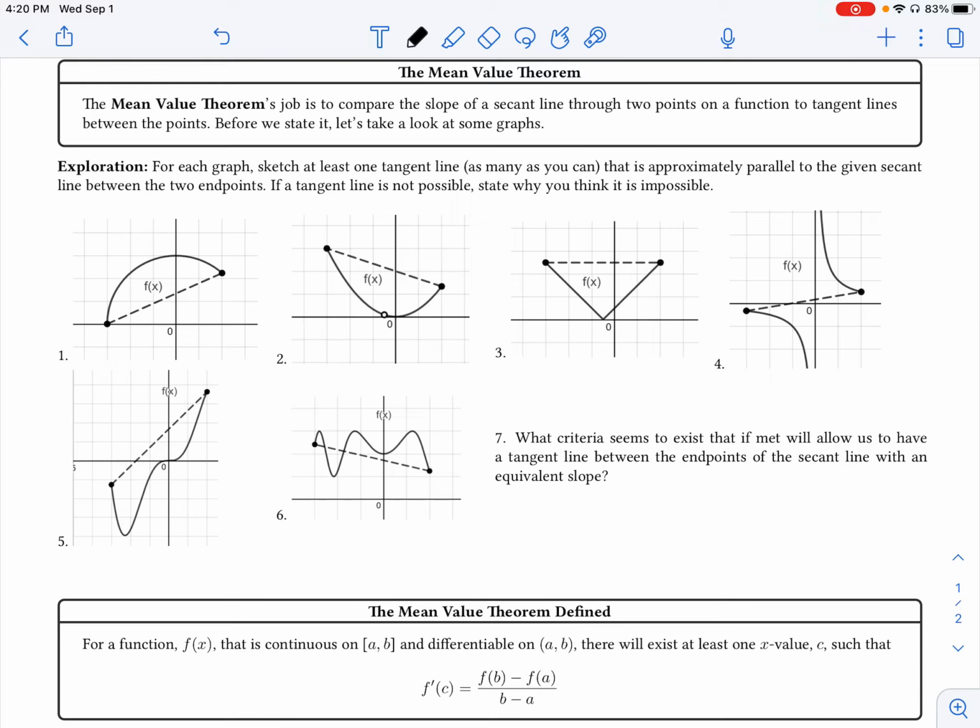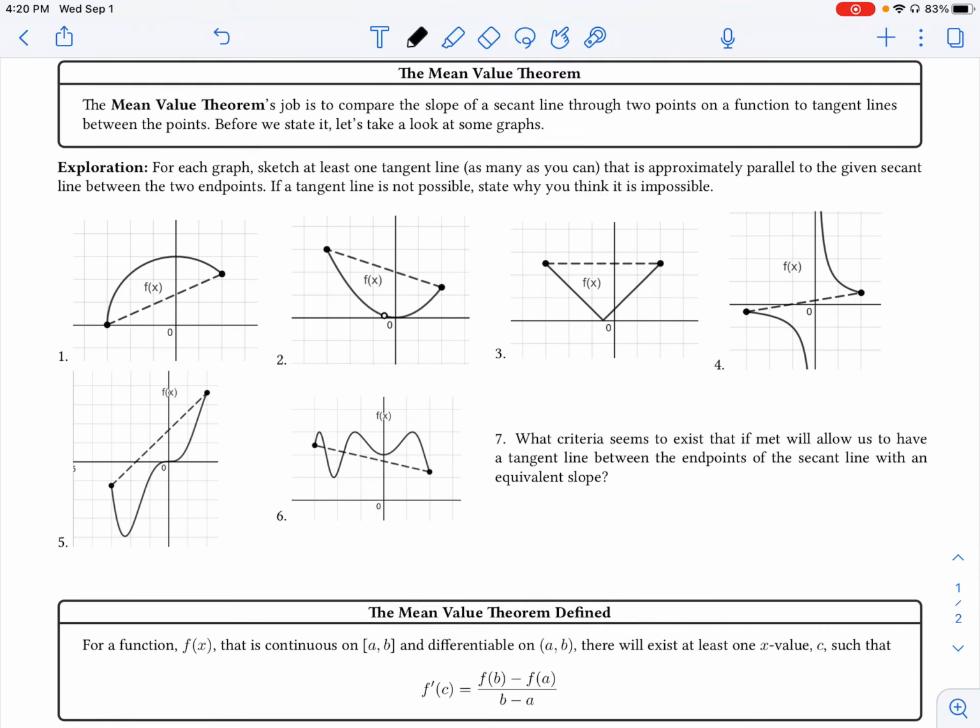And if you want to strip away the idea of slopes and tangent lines, it's just basically saying that whatever the average rate of change is between 2 points on an interval, there has to be some point in that interval where the rate of change in that moment is equal to your average rate of change. I know that still sounds like a lot, but let's do a quick exploration and we'll see if we can break this down a little bit further.